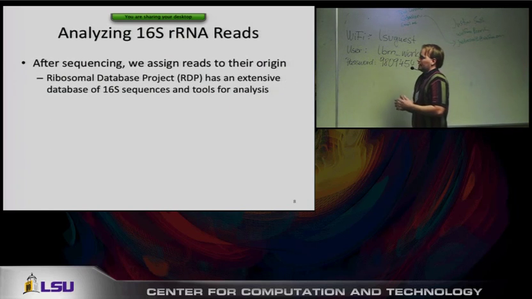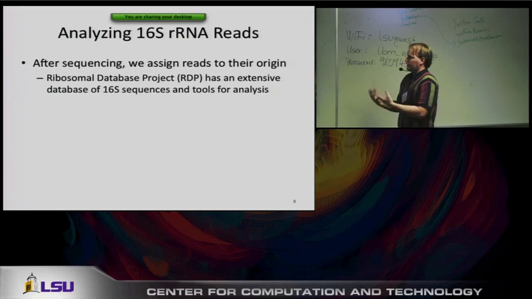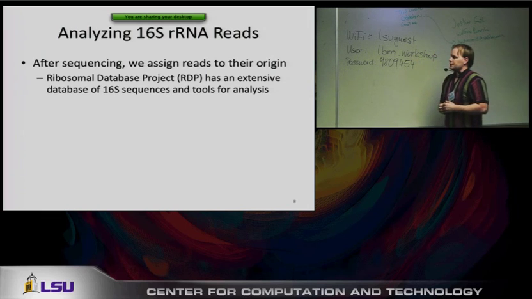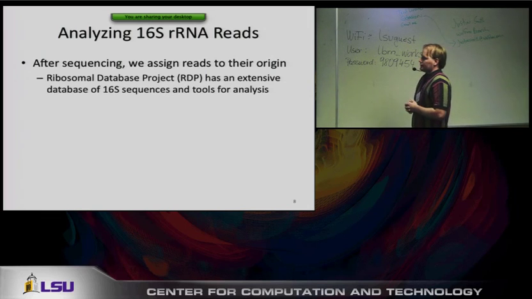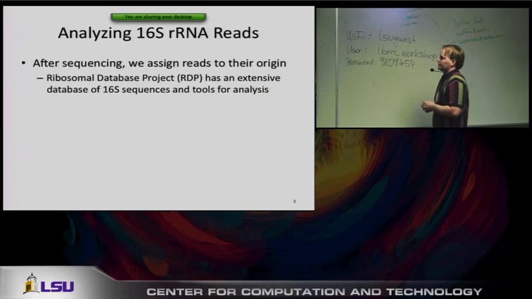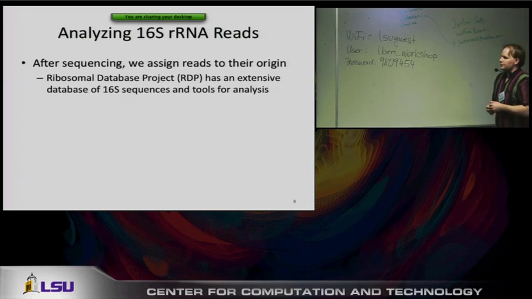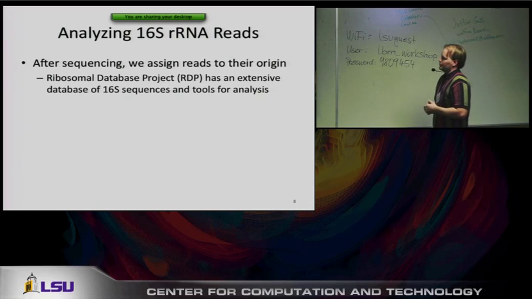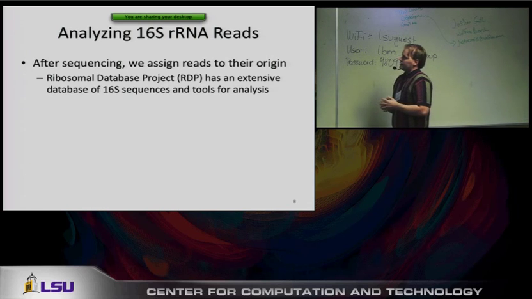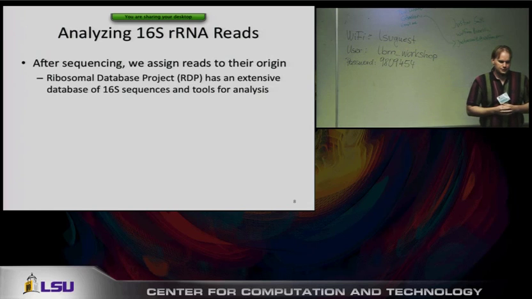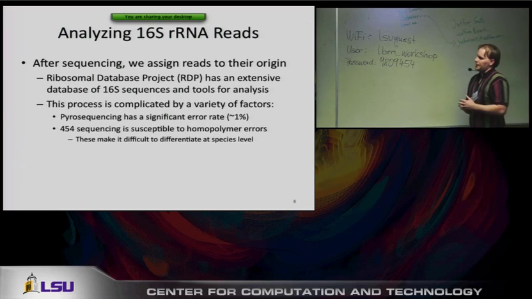And then we go on to analyze it, and this is where I come in. So the biological researchers I work with have gotten up to this point. They've done some sequencing, and we take those sequences of the 16S rRNA reads and we assign them to their origin. And for this right now, what we're using is the Ribosomal Database Project. They have an extensive database of 16S sequences from all different bacterial species. And if I have time at the end, I'm going to talk to you about a possible alternative to this.